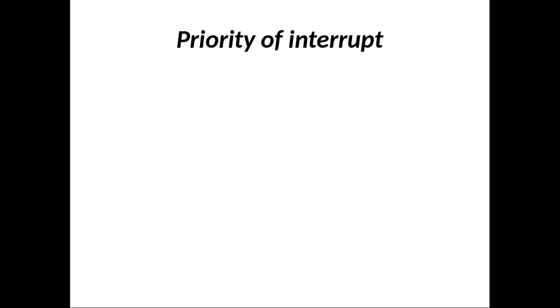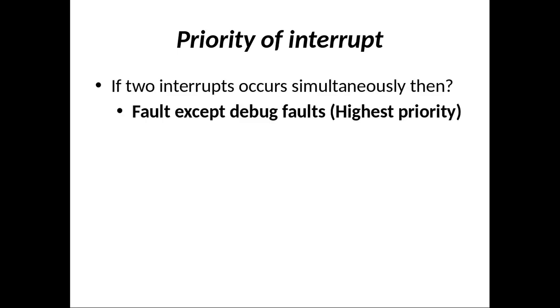Then the next topic is priority of the interrupt. Now suppose two interrupts occur at the same time, what will 80386 do? That's why some priorities have been assigned. If two interrupts occur at the same time, 80386 will provide service to the interrupt which has the highest priority. So which is the interrupt that has got the highest priority? In 80386, all faults except debug fault have got the highest priority.